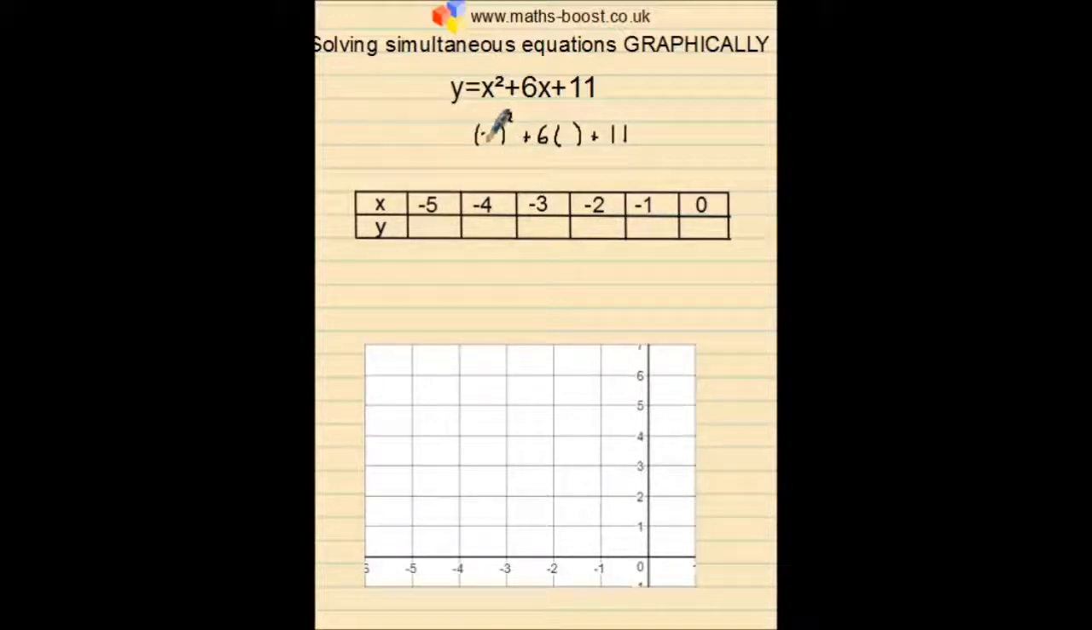And then substitute in the value that you're evaluating. That's it, substitution done, very easy if you employ this method. Now we're going to use BIDMAS.